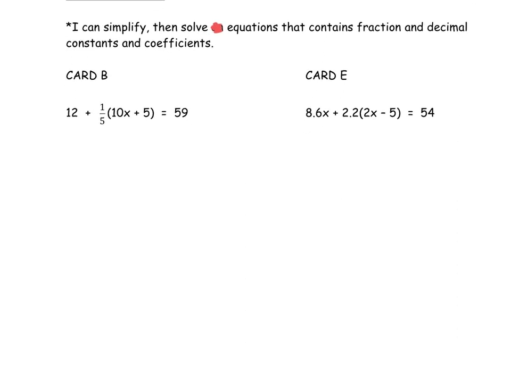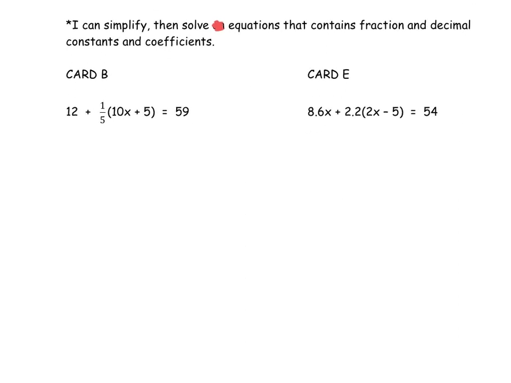So we're going to start solving card B by first simplifying. And I see that the distributive property is being used, so that's the first step, if you recall. So even though this is kind of in the middle of the equation, I'm going to take 1/5 times 10x and then 1/5 times positive 5. So that I don't forget about the 12, I'm going to go ahead and drop it down. It's not affected by what comes after it.